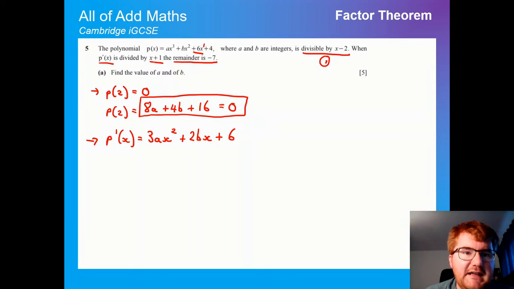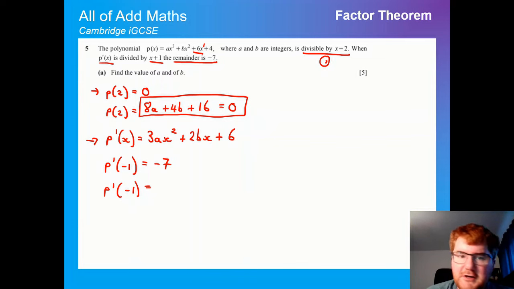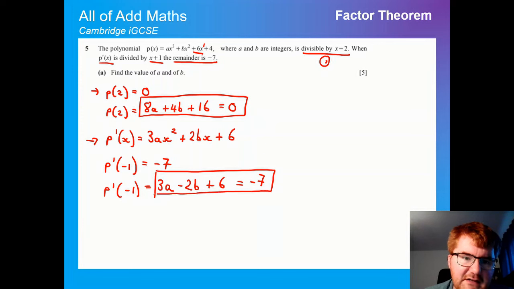And now what we're told here is that if it's divided by x plus 1, the remainder is minus 7. So remember, we switch the plus 1 to a minus 1. And the remainder, so what we get left over, is minus 7. So if we work this out, the derivative at x equals minus 1, we just put minus 1 into the expression here. Well, minus 1 squared, be very careful here, is equal to 1. So we get 3a. When x is minus 1, 2b times minus 1 is minus 2b. And then we get plus 6 is equal to negative 7. So that's our second equation that we have generated.